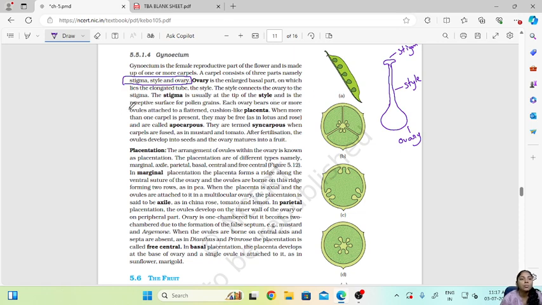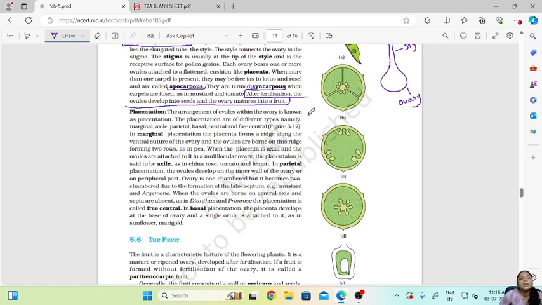Each ovary bears one or more ovules attached to the flattened cushion-like placenta. When more than one carpel is present, they may be free and are called apocarpous, or they can be termed syncarpous when the carpels are fused. After fertilization, the ovules develop into seeds and the ovary matures into a fruit, the outside covering.